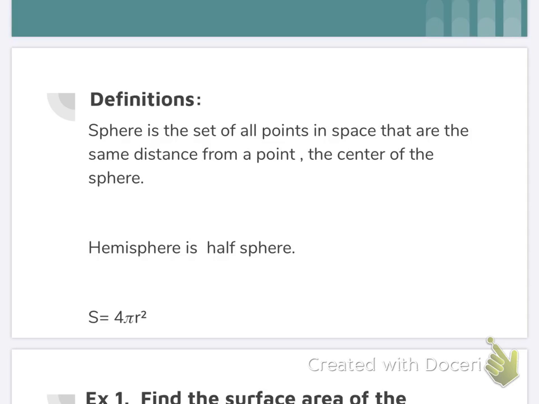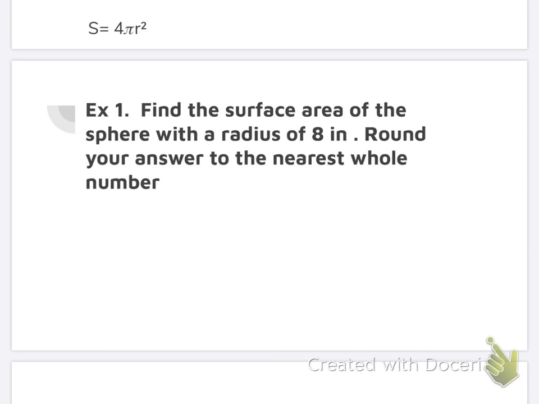So we have our formula here, which is going to be 4 times pi r squared. Okay, so find the surface area of a sphere with a radius of 8 inches. Round your answer to the nearest whole number.